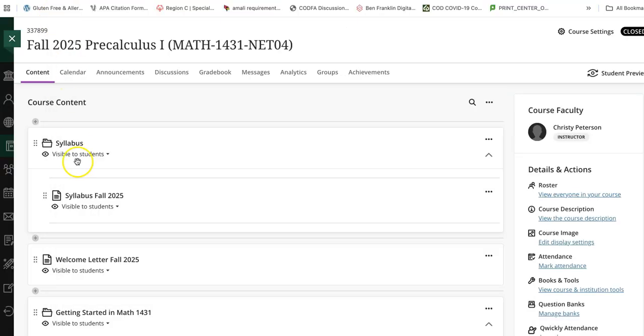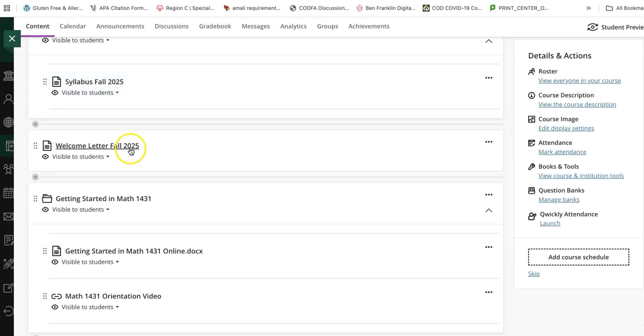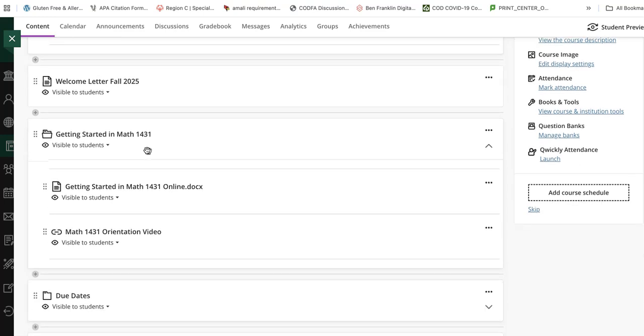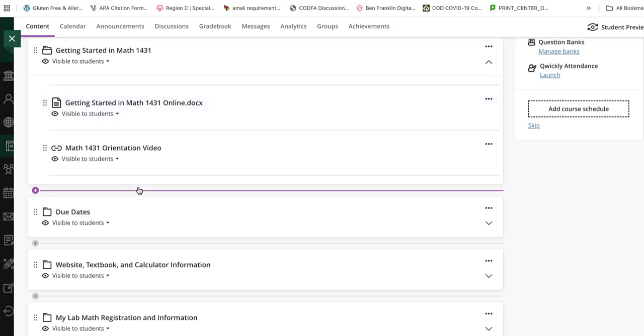So in Blackboard, we've covered the syllabus. You'll also find the welcome letter that I'll be sending on the first day of the semester. The getting started list, I'm very much a do this first, do this second person to help me, so I've created a list like that. When you click on this, you'll have that information. Like first, read through the information in Blackboard. Second, you're going to register in MyLab Math. Third, you're ready to start that first assignment. So that's what that list is going to detail for you. What you're watching now is the orientation video.